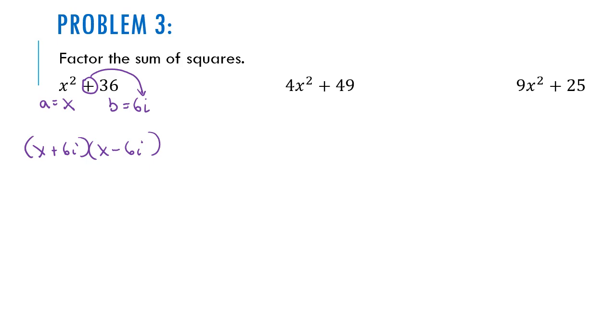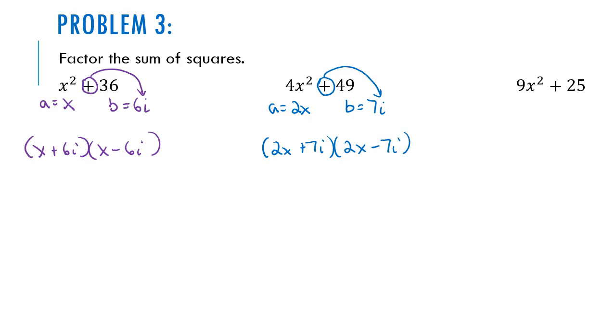Same thing happens here. Two identical numbers that multiply to give me 4x squared, 2x. Two identical numbers that multiply to give me 49, 7. But since there's a plus sign, it needs an i. So I have 2x plus 7i, 2x minus 7i.